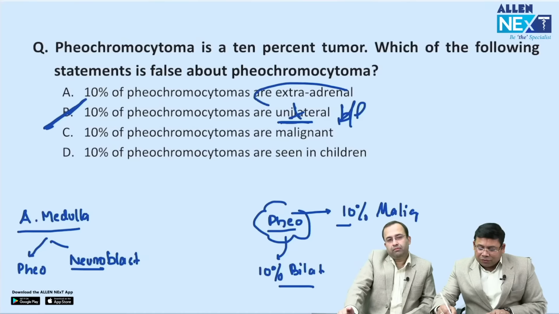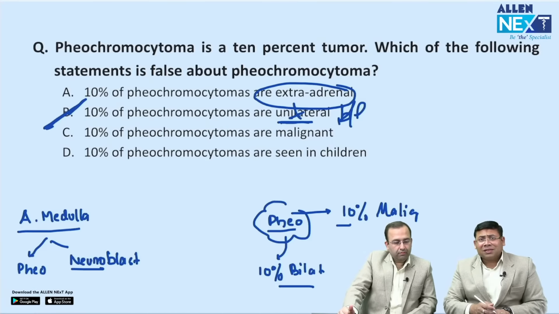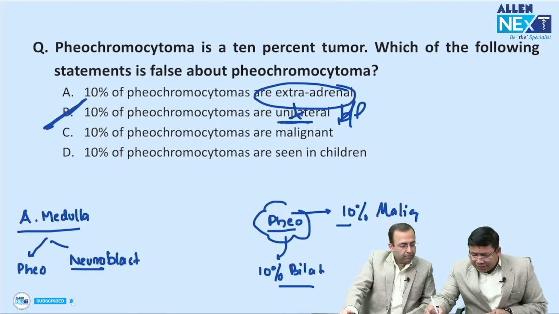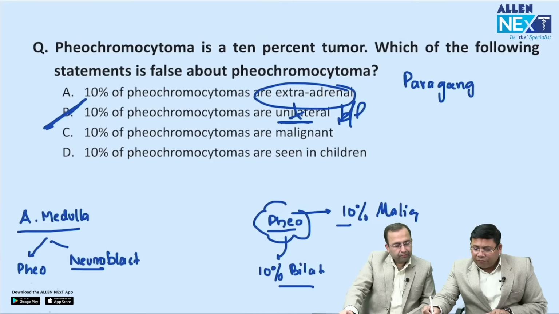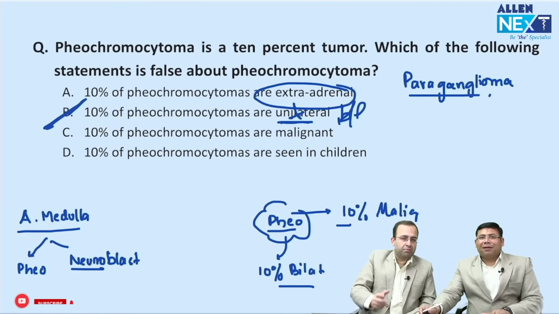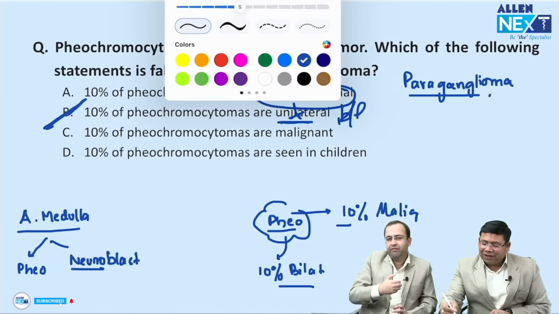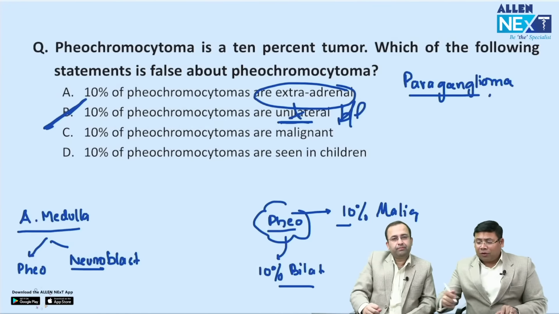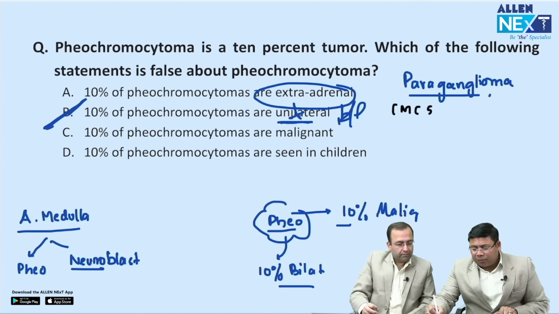Then there is something which is known as extra-adrenal pheo. So what is this extra-adrenal pheo that I am talking about? Yes, they are known as paraganglioma, and this is very important. It was one of the favorite PGI questions before INI formed, and every year they used to ask this question. Now, when we talk about paraganglioma, what is the most common site for paraganglioma, students?